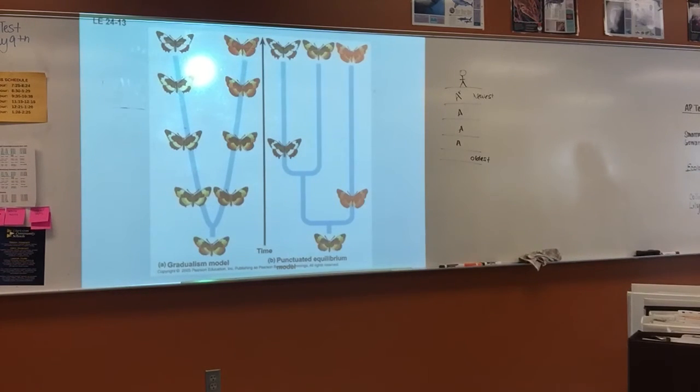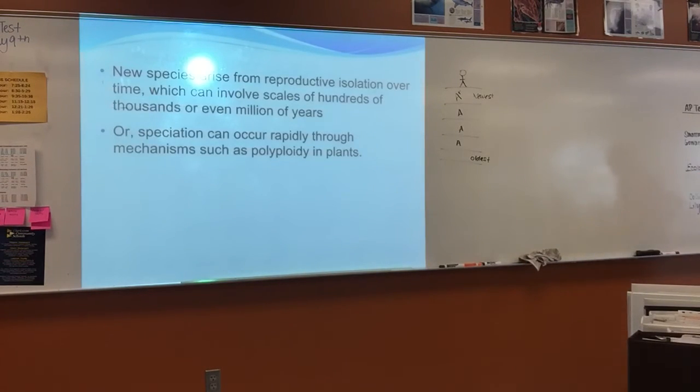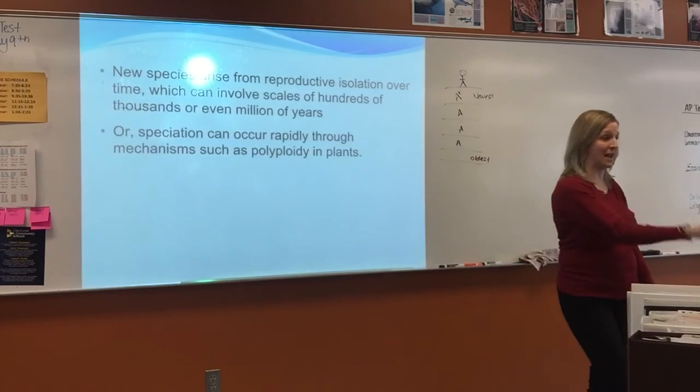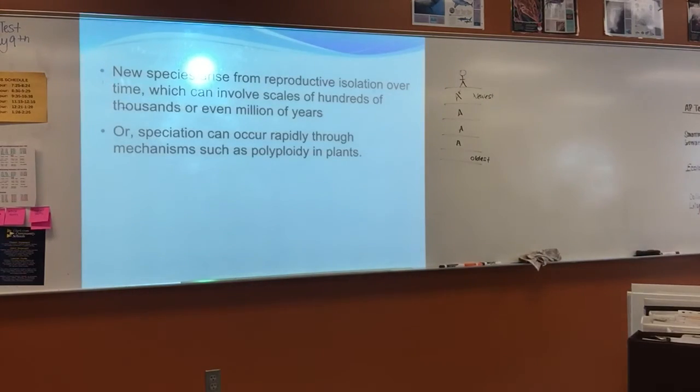So what we do know is that new species arise from reproductive isolation over time, which can involve thousands or millions of years, or it can occur pretty rapidly, like polyploidy in plants, or like bacteria in a laboratory, where you can see the evolution and the change of the organism very quickly. So it depends.